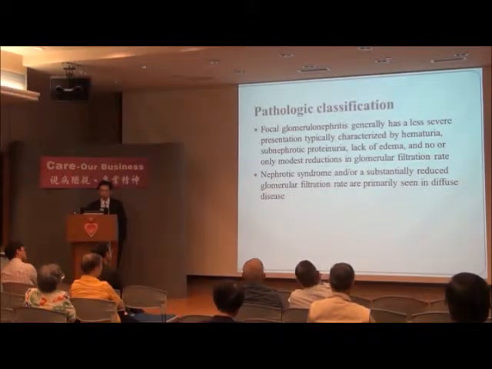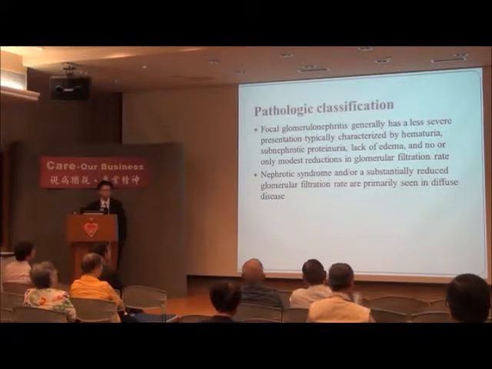Focal glomerulonephritis generally has a less severe presentation, typically characterized by hematuria, subnephrotic range proteinuria, lack of edema, and only modest reduction in glomerular filtration rate. Nephrotic syndrome or a substantially reduced glomerular filtration rate are primarily seen in diffuse disease.